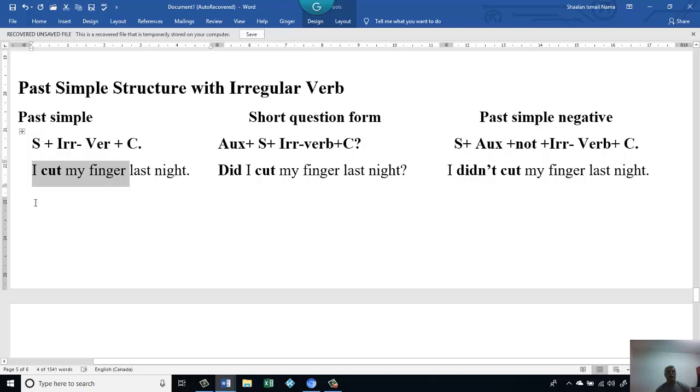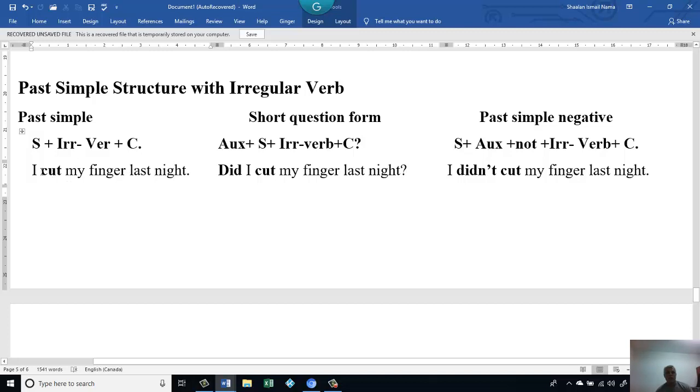If I have a sentence that says, I cut my finger, then I don't know if it happened last night or now. The best solution to know my sentence is in the past is to add an adverb of time: last night, yesterday, one week ago. Then I know this cut is in the past, and it's going to be easy for me to know it.